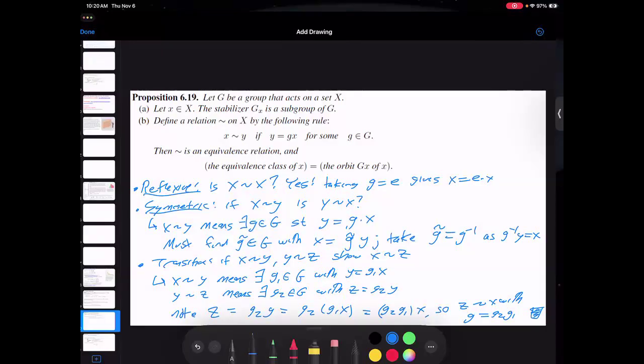If x is in the orbit of y and y is in the orbit of z, then x is in the orbit of z. This is saying if I can get from x to y, I can get from y to x. If I can get from x to y and I can get from y to z, is this always true? Can you always go in reverse?